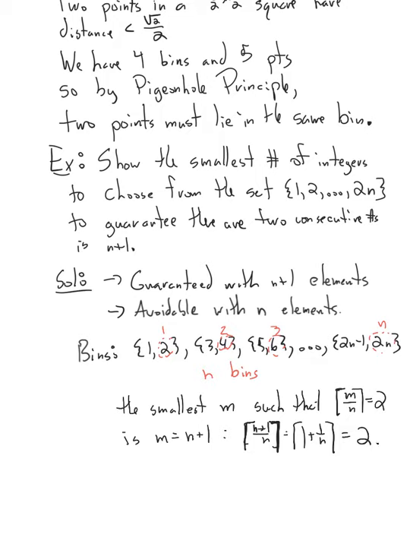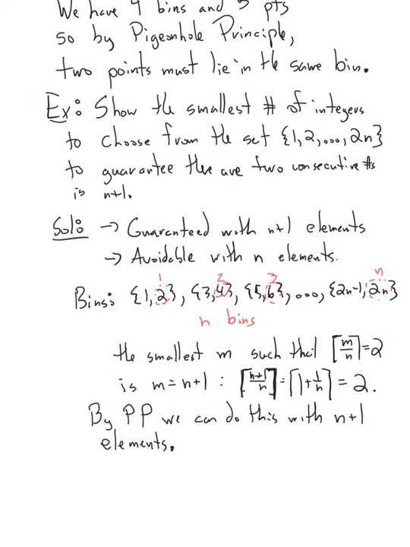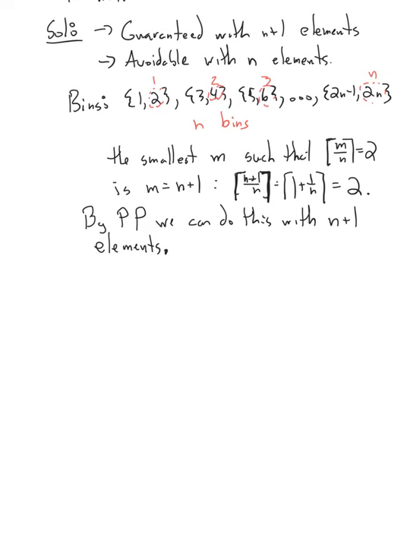So, by the pigeonhole principle, we can do this with n plus 1 elements. So we show it's possible with n plus 1 elements. Now you have to show that you can avoid it. It's not guaranteed with n elements. Sorry, with n plus 1 elements, we show that it's guaranteed. We could do this with n plus 1 elements, guaranteed. That's important.